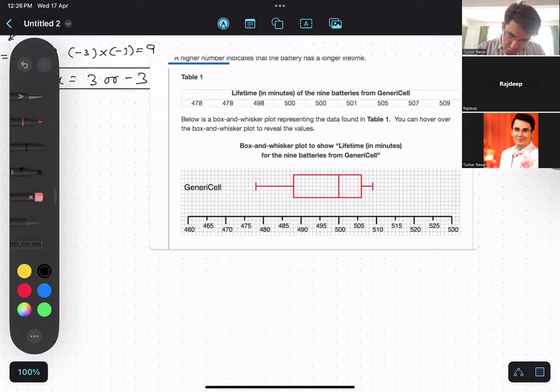That's 25 plus 25, which is not 25%, it is 50%. See, from the minimum point to Q1, it is 25%. From Q1 to median, it is 25%. From median to Q3, it is 25%. Q3 to maximum point, it is 25%. So they are asking from this point to this point, hence it is 50%. Okay, got it.